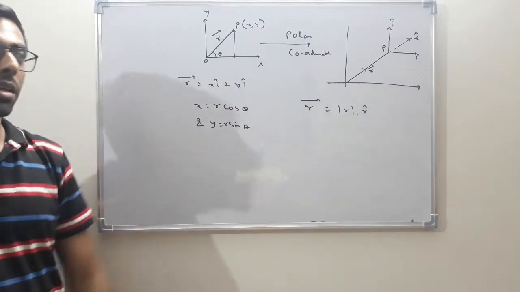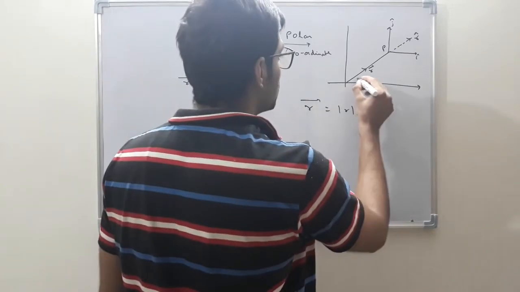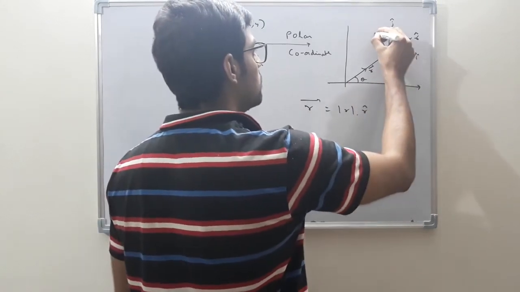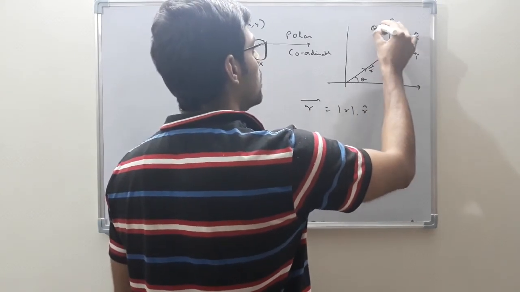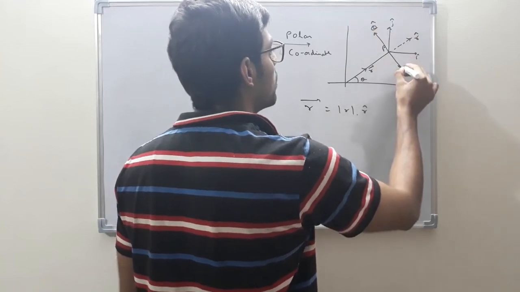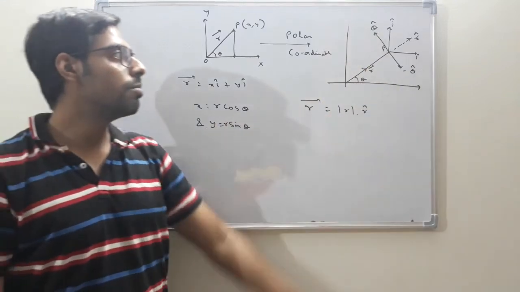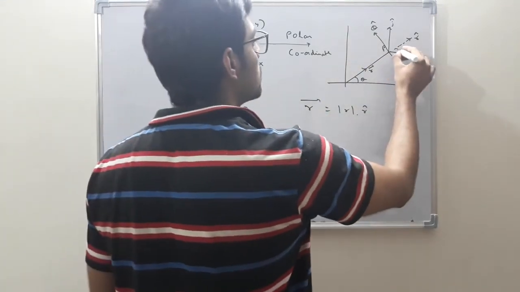We can also write r vector equal to mod r into r hat. r hat is the unit vector in the direction of r vector. Theta is in the cross radial sense. Cross radial sense means perpendicular to r hat. Here will be theta hat, and it will be minus theta hat. This is theta, then this is also theta.